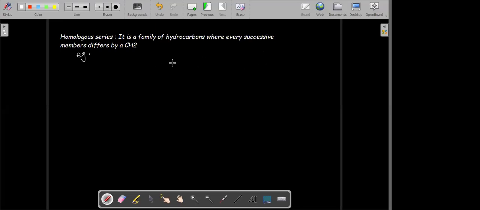So give me the example of the homologous series. Alkane series is an example. Which one? Alkanes like CH4, C2H6. Okay, so any two, three members you need to write down from the group. You write CH4, you write C2H6, you write C3H8, you write C4H10. All these are the homologous series.